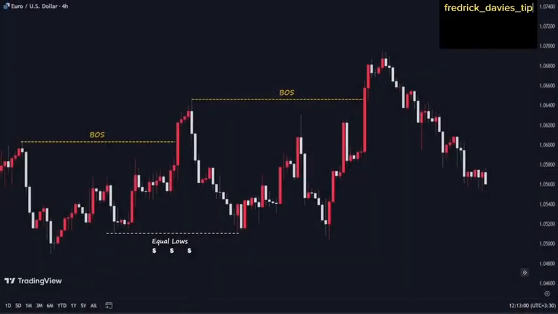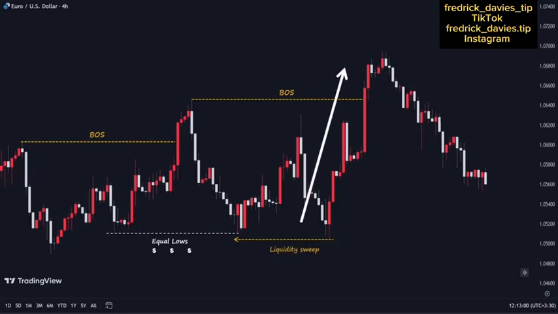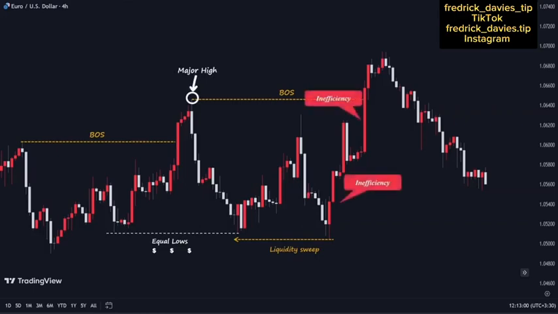Here, we have the euro-dollar 4-hour time frame on the screen. The market's overall direction is bullish. We see that the price, after sweeping the sell-side liquidity accumulated below the equal lows, drastically pushed to the upside. It has broken through the latest major high and also created a bullish break of structure with great inefficiency.